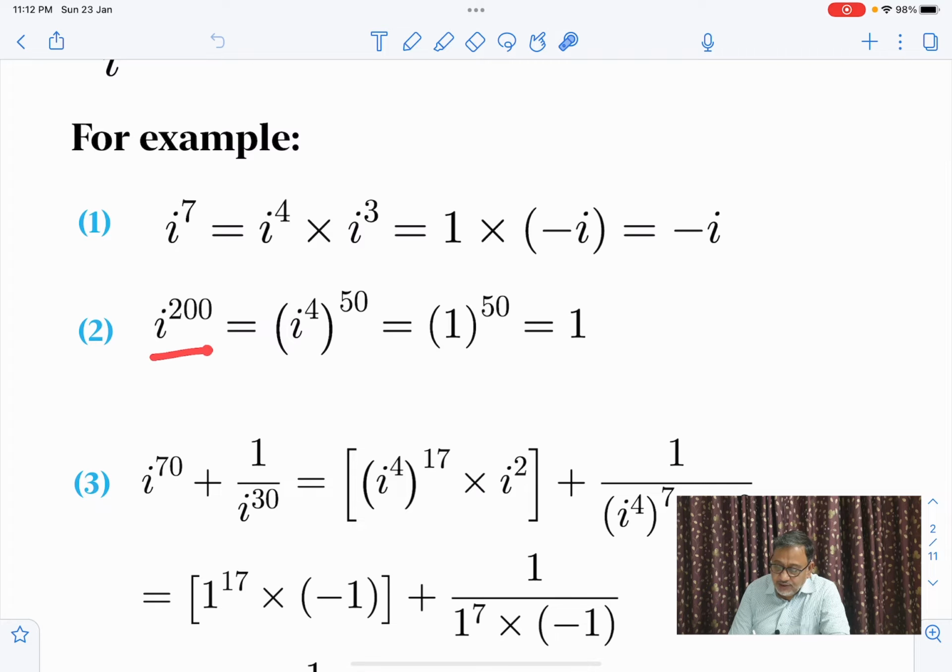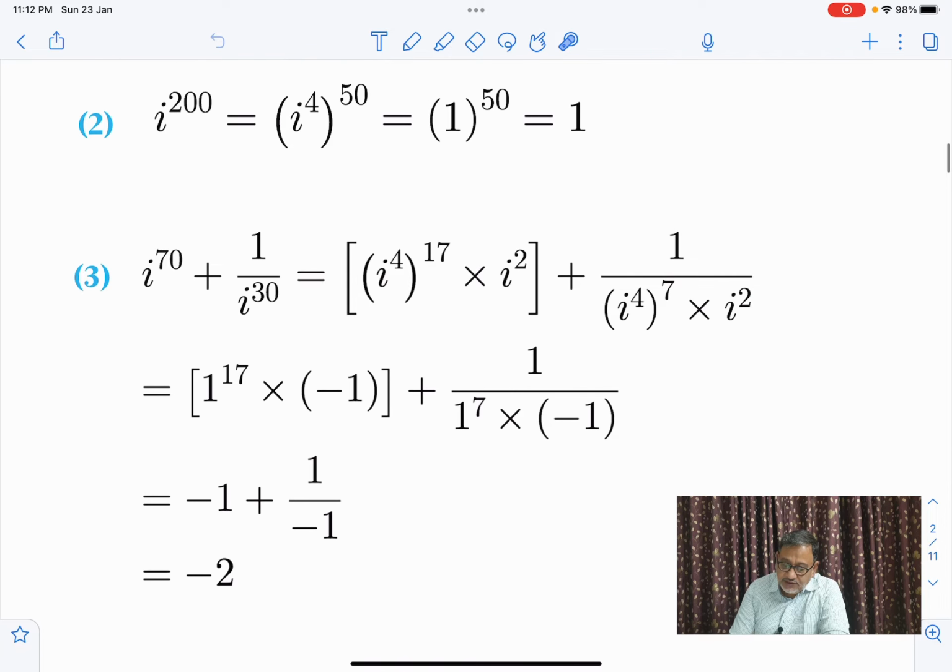Then i^200. So 200 can be 4 times 50. We know that 4 times 50 is 200. So I am writing i^4 bracket to the power 50. So this will cover the 200 power. Now why i to the power 4? As I told you earlier, i to the power 4 is 1, and 1 to any power, whether it is 50 or whatever, is always 1. Okay. So like that i^200 becomes 1.